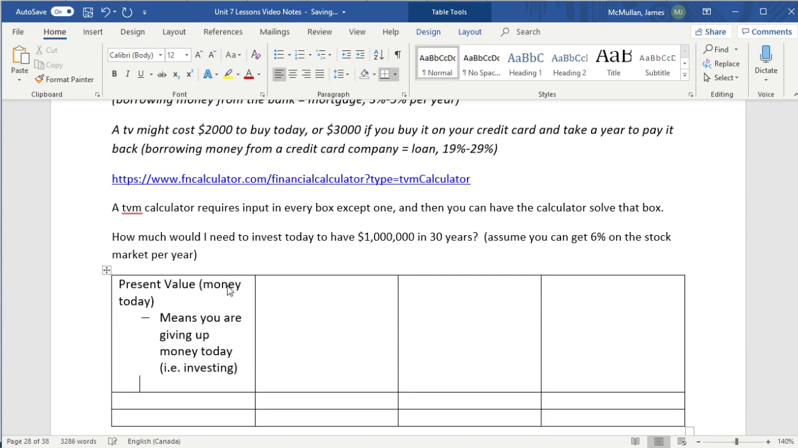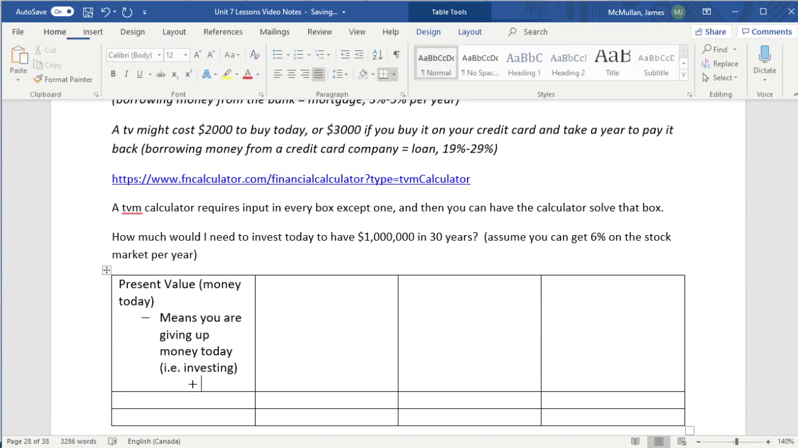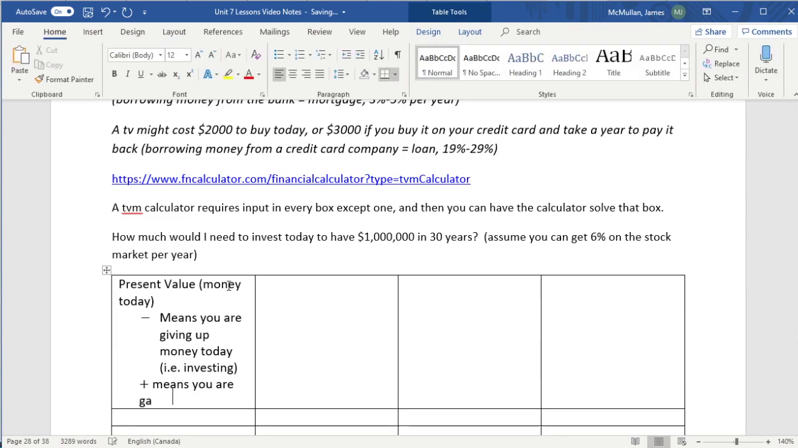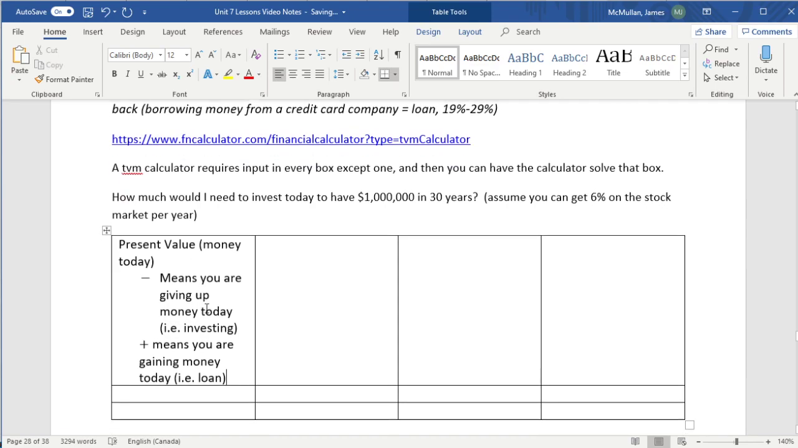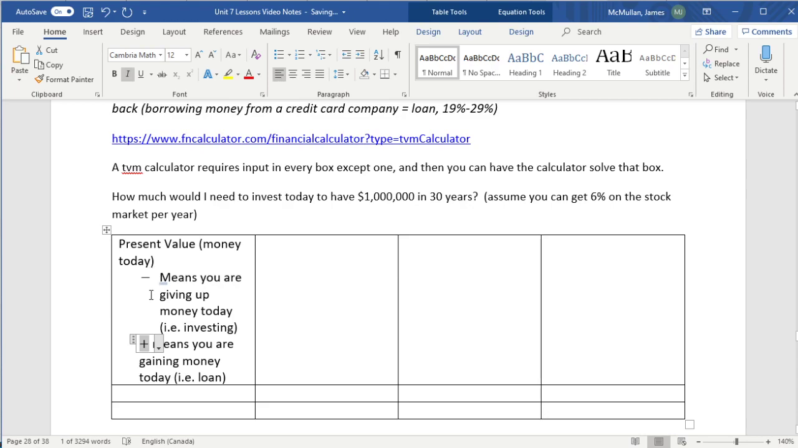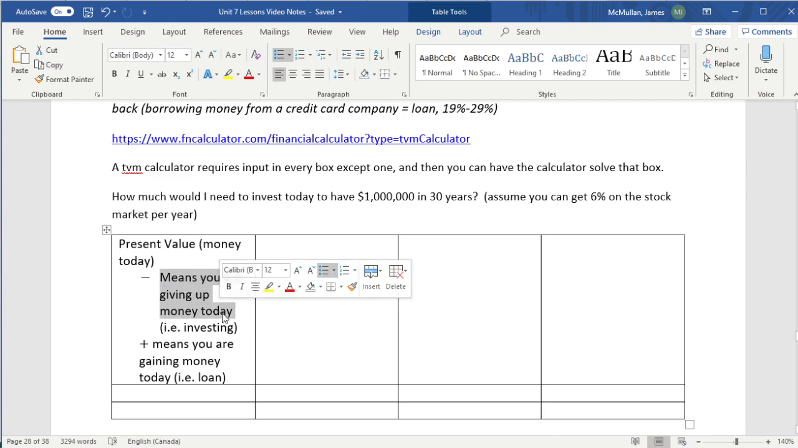A positive value means you are gaining money today, probably because you are taking a loan. Now, a lot of people mix this up. They think positive is investing because investing is a positive thing, and negative is loaning because they think loaning is a negative thing. But try to understand that positive and negative mean gaining money and losing money. If you're investing, you are giving up that money right now that you could use for something else.